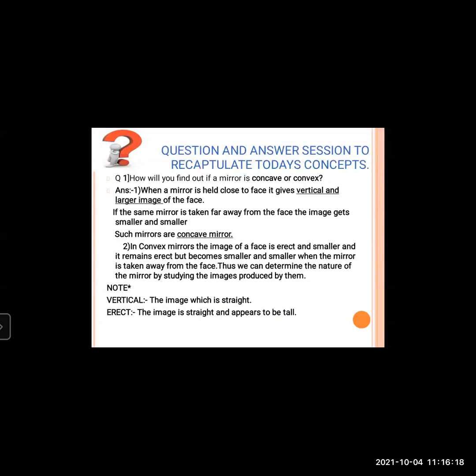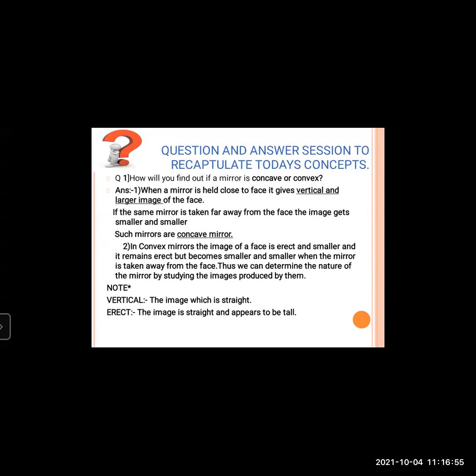Okay, so we will recapitulate whatever we have learned. We will just revise. How will you find out if a mirror is concave or convex? When a mirror is held close to a face, it gives an erect and larger image of the face. If the same mirror is taken away from the face, the image gets smaller and smaller. Such mirrors are called concave mirrors. In a convex mirror, the image of a face is erect and smaller, and it remains erect but becomes smaller and smaller when the mirror is taken away from the face. Thus, we can determine the nature of the mirror by studying the images produced by them.